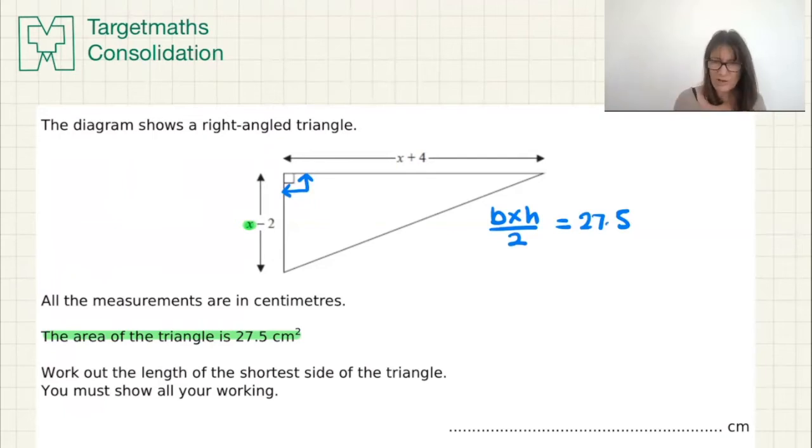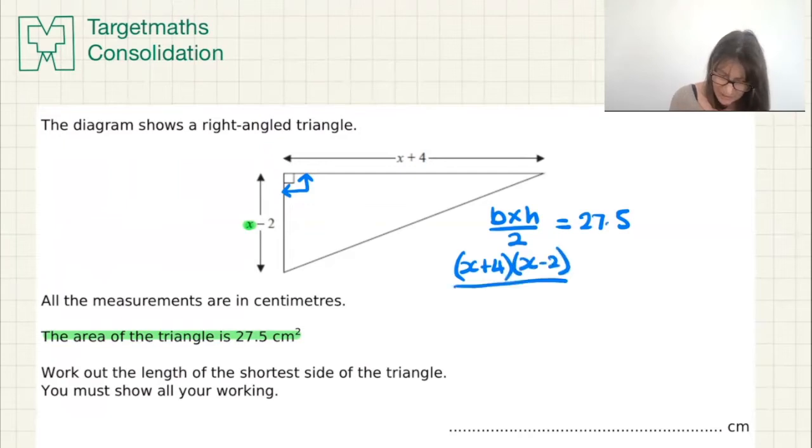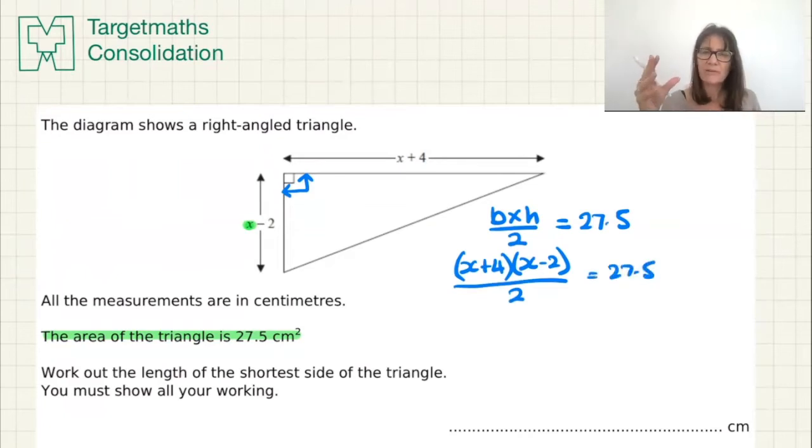So equally, they've only labeled 2 edges. So I haven't got much choice, have I, but to use those. So the base, X plus 4, has to be multiplied, so all of that has to be multiplied to the height, X minus 2. Okay. And then it's divided by 2. And that will equal 27.5. So I haven't done a massive amount really. I've just remembered it's base times height divided by 2, and I've just taken the information from the diagram and I've put it into the formula.